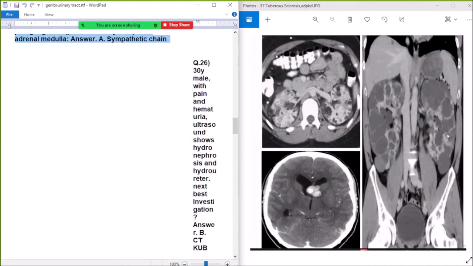Question 26. 30-year-old male with pain and hematuria. Ultrasound shows hydronephrosis and hydroureter. Next best investigation: CT KUB.